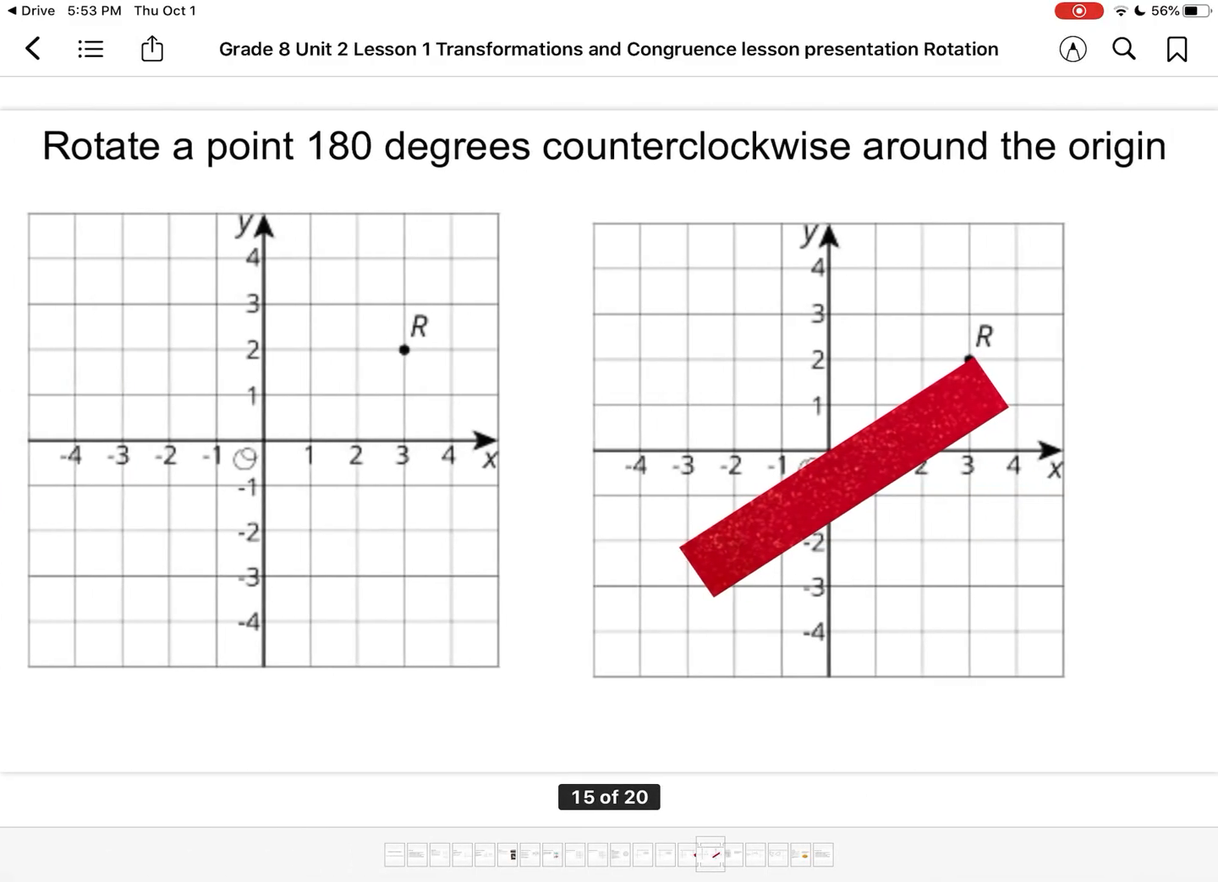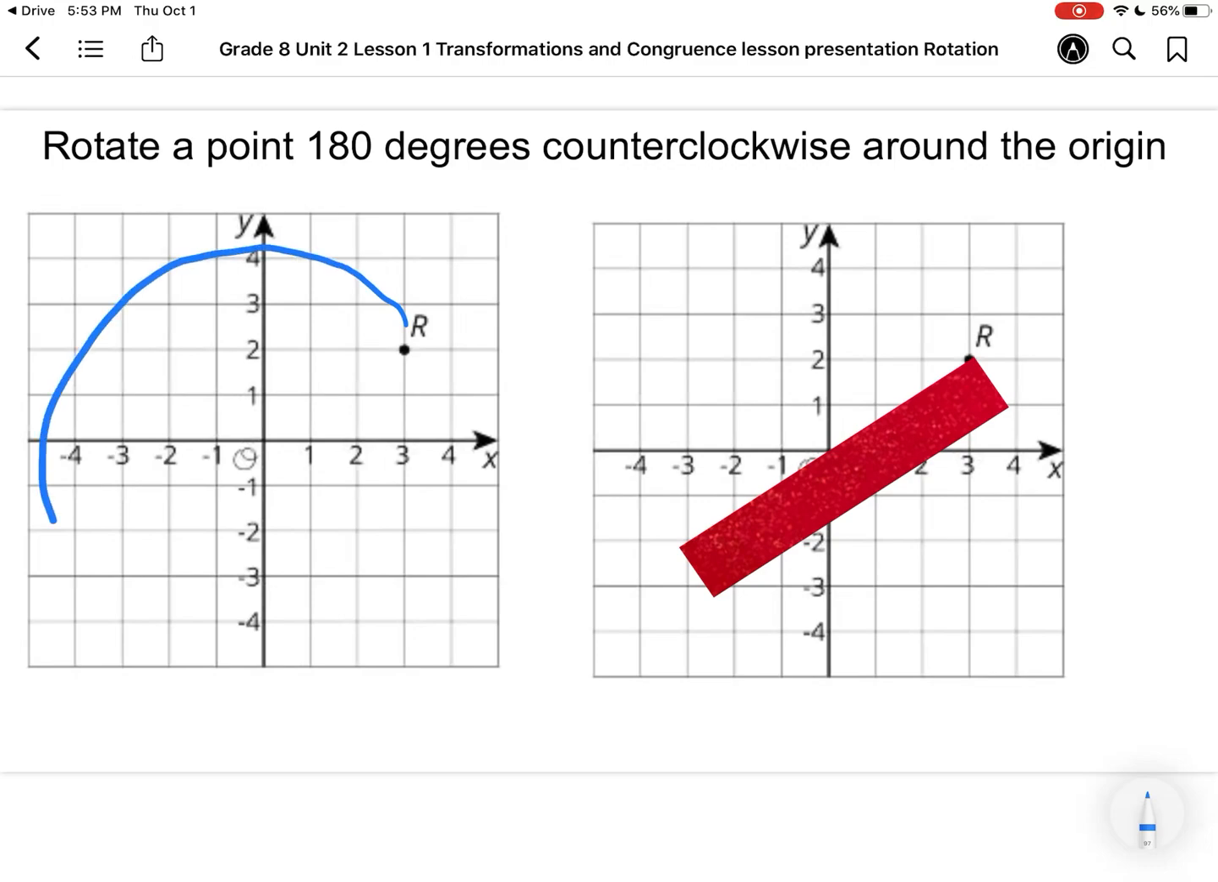A 180-degree rotation counterclockwise will go in the other direction. And 180 degrees will be 2 quadrants. So R will rotate 1 quadrant and into the next quadrant counterclockwise. And again, I used my red envelope because 180 degrees is a straight line. So I measure along to here. This is where my point is. So at -3, -2. This is where R prime is.